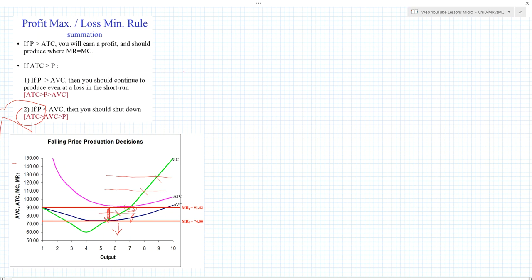You really need to make sure that you understand this profit maximizing rule for the exam as well as homework.